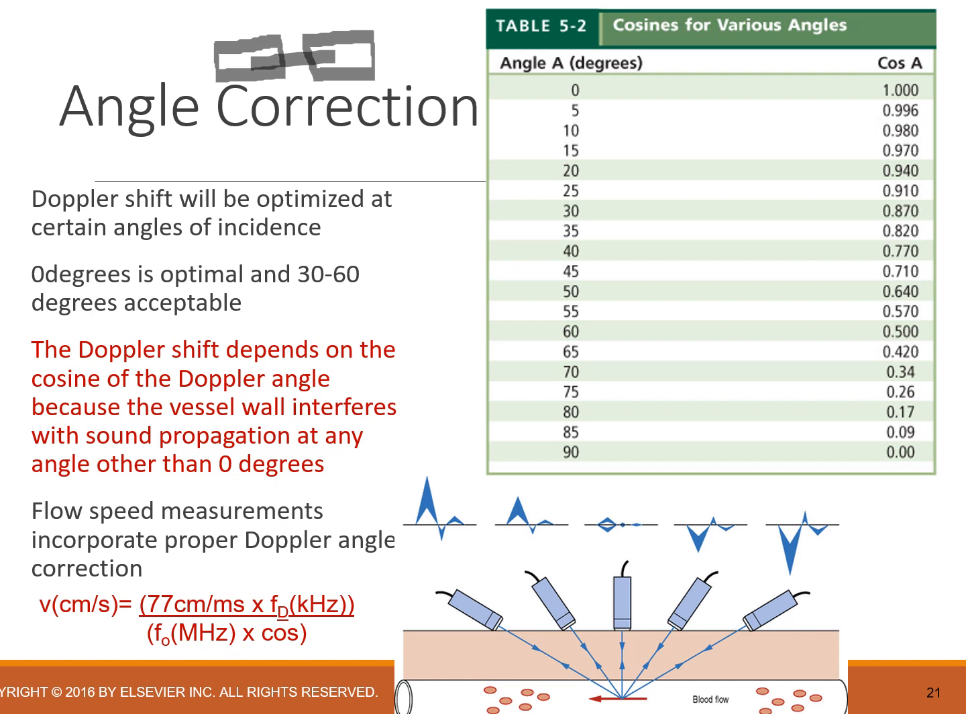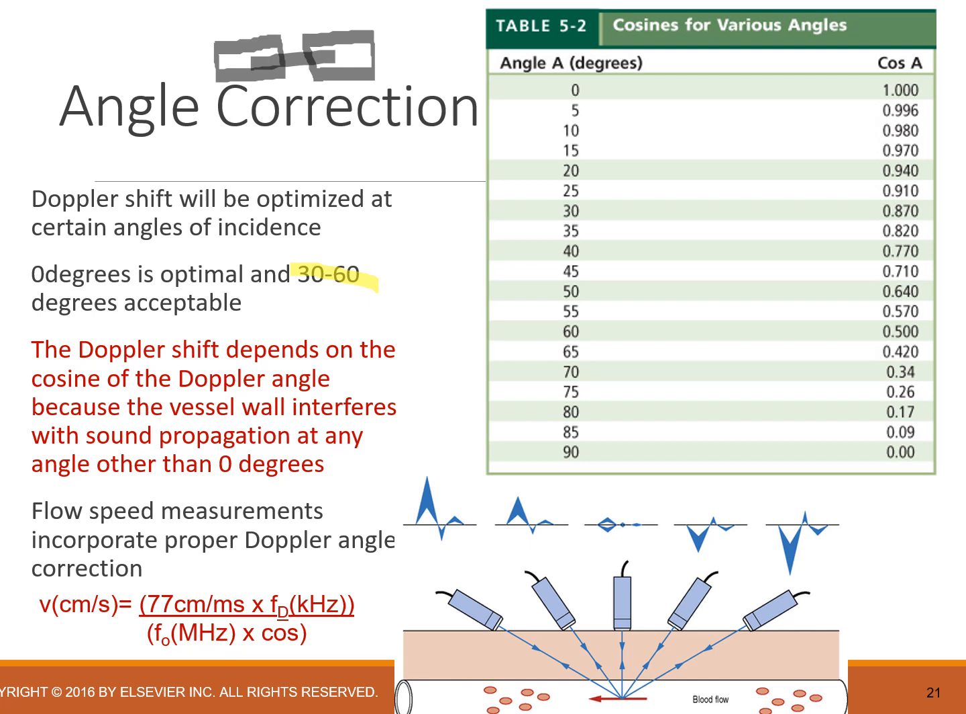So at 0 degrees, we can get optimal Doppler shift. Now, because of how the human body is organized, it's pretty difficult to get 0 degrees in a lot of our vessels. So because that's unrealistic, most of the time we're not going to get 0 degrees. Well, if we can't get 0 degrees, our next target is 30 to 60 degrees. The reason for this is the Doppler shift is based on the cosine.